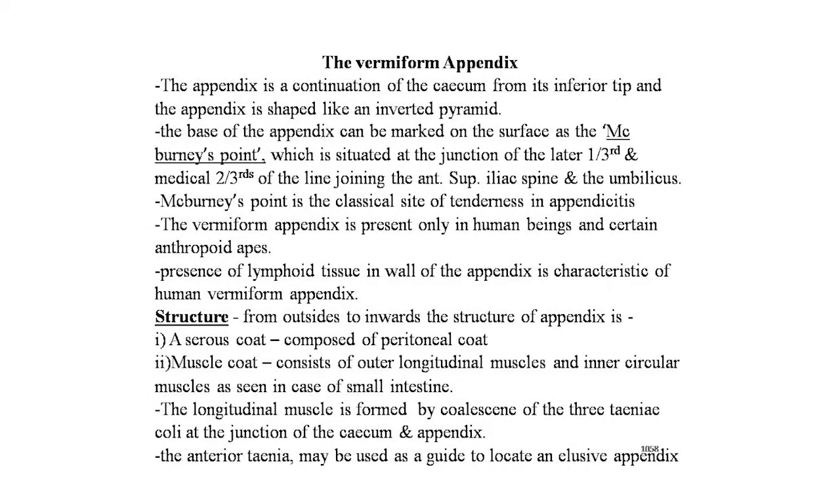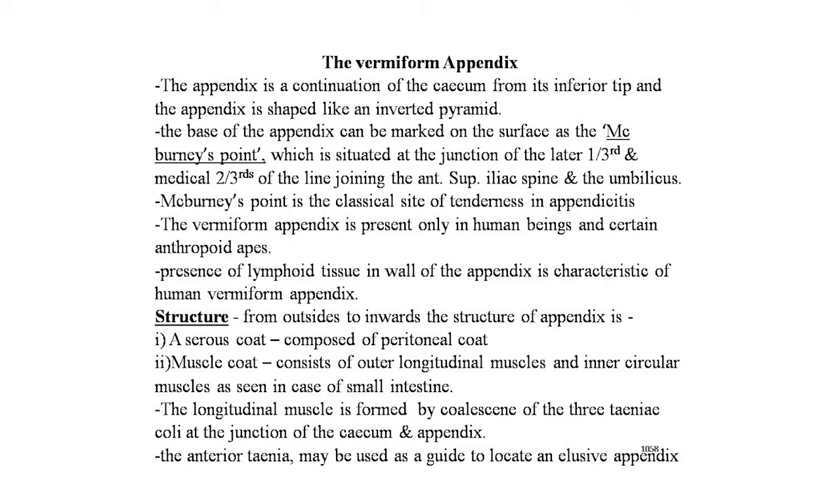First, we will see the anatomy. Embryologically, the appendix is a continuation of the cecum from its inferior tip, and the appendix is shaped like an inverted pyramid. The cecum is bilaterally sacculated in early childhood, with the appendix still at the inferior tip. Further growth of the cecum is unequal. Rapid growth of the right side and anterior aspects of the cecum rotates the appendix to its adult position on the posteromedial aspect below the ileocecal wall.